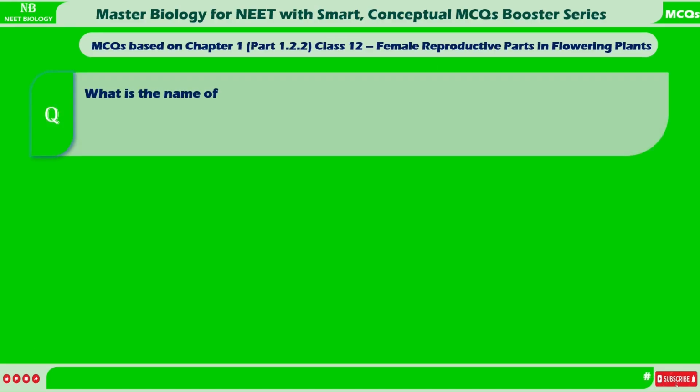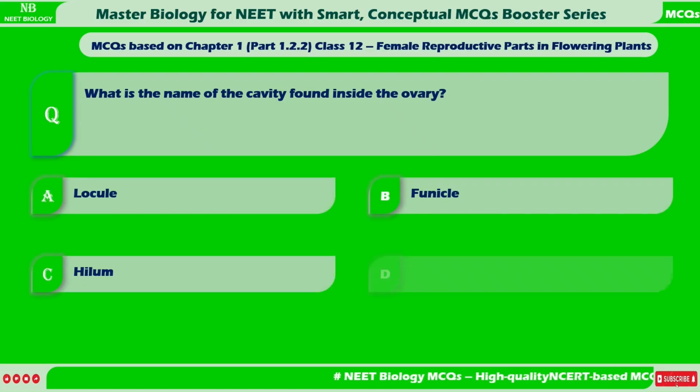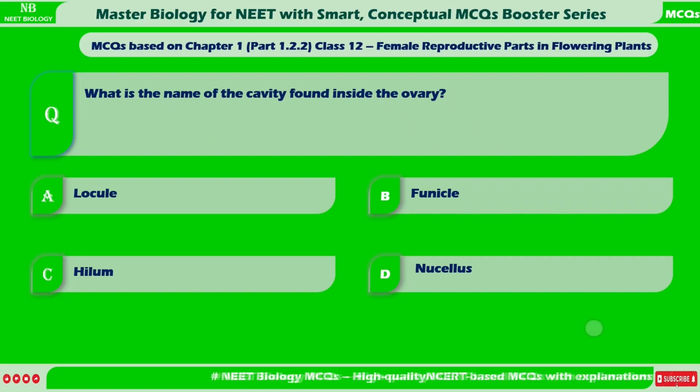What is the name of the cavity found inside the ovary? A. Locule. B. Funicle. C. Hilum. D. Nucellus.